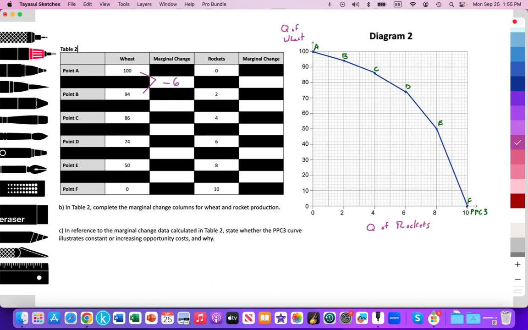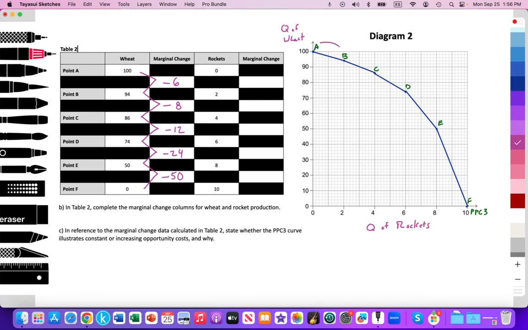Great. So we go from 94 to 86, 94 minus 86. We have a decline in wheat production by 8 million metric tons. And then we have 86 minus 74. Then it goes down by 12 million metric tons. And then 74 minus 50 goes down by 24 million metric tons. And 50 minus 0 is 50 million metric tons. So here we can see that the opportunity cost is increasing. It's not constant. It's not a fixed number as we reallocate resources away from wheat towards rocket production.